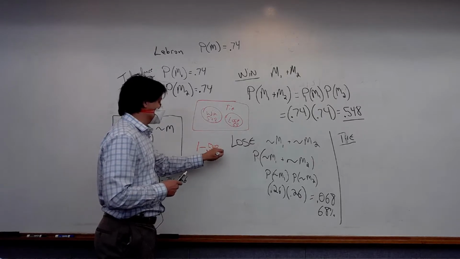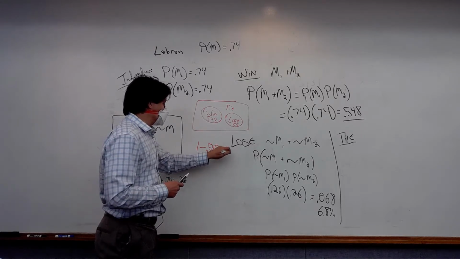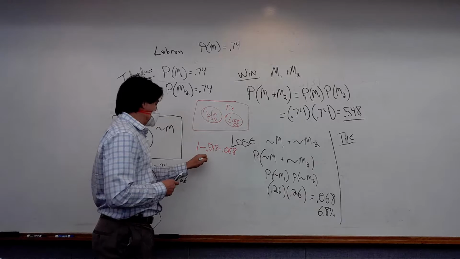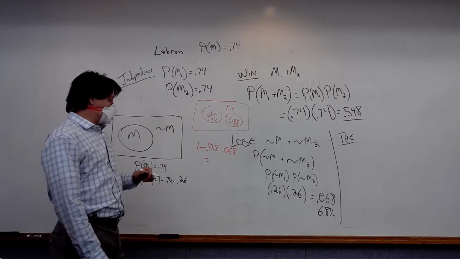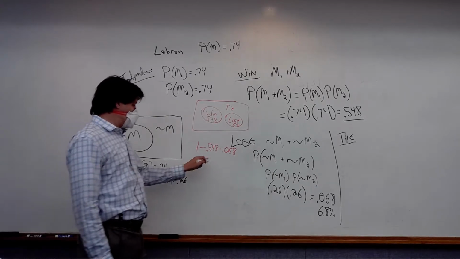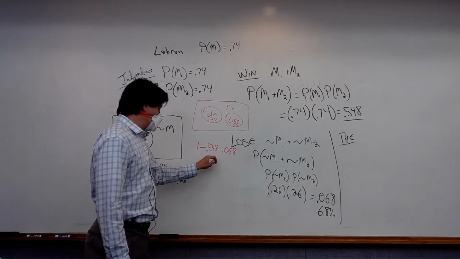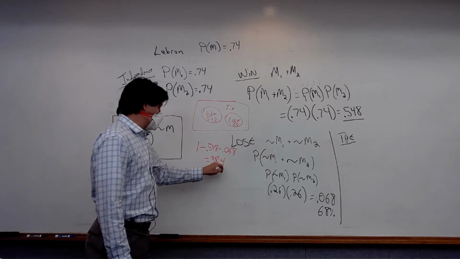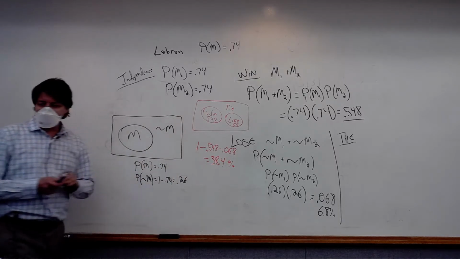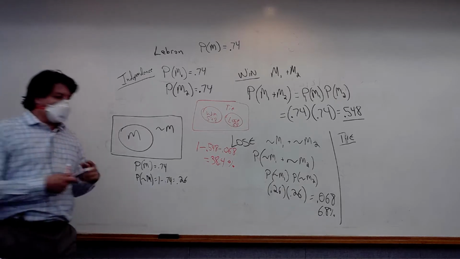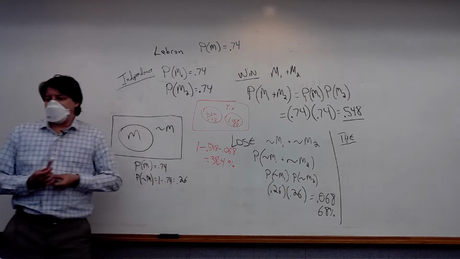0.548 minus 0.068, and that's, with some rounding, going to give us 38.4%. Right. Okay, so 38.4% chance that we tie and we go to overtime.